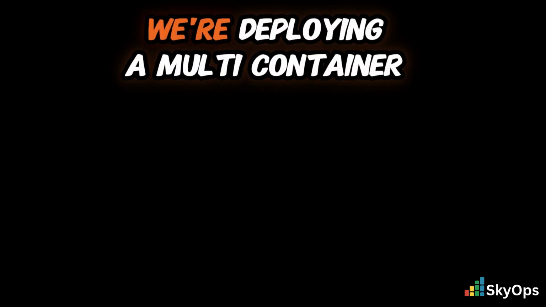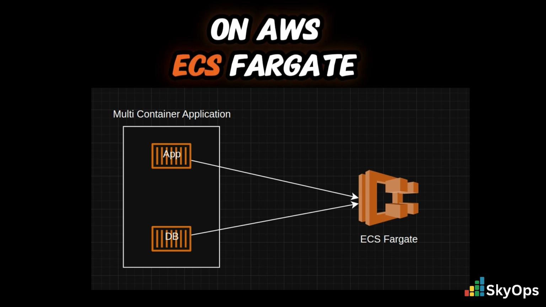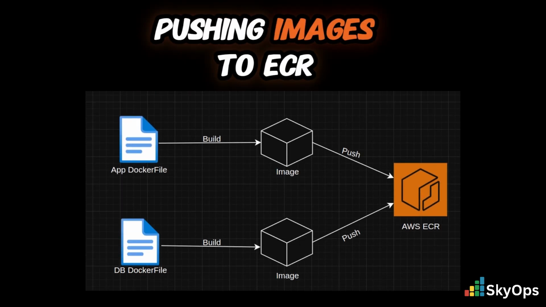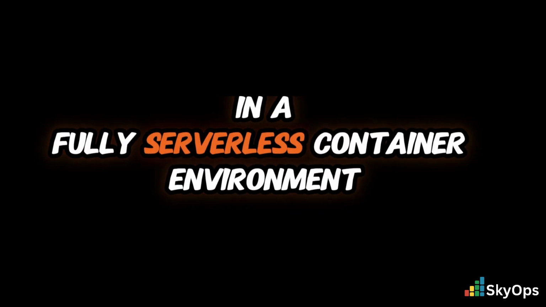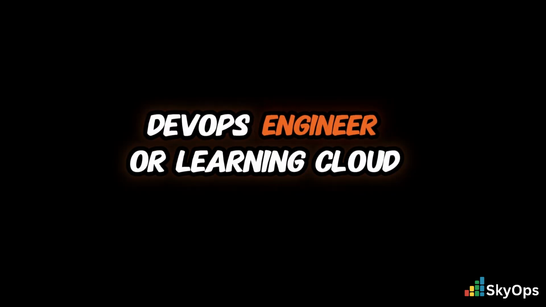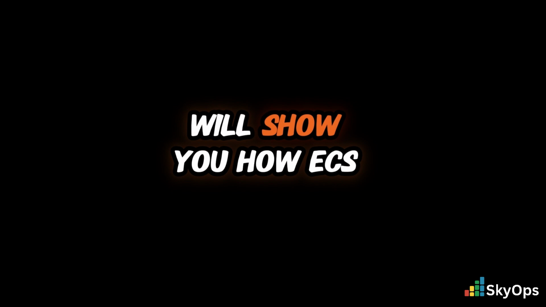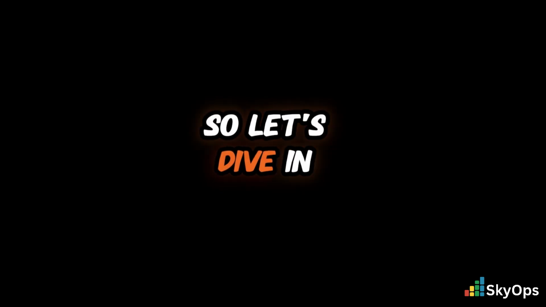I'm Musa, and today we're deploying a multi-container sample application on AWS ECS Fargate, from building the Docker images for app and database, pushing images to ECR, all the way to running both services in a fully serverless container environment. Whether you're a developer, DevOps engineer, or learning cloud-native deployments, this step-by-step guide will show you how ECS Fargate eliminates server management. So let's dive in.